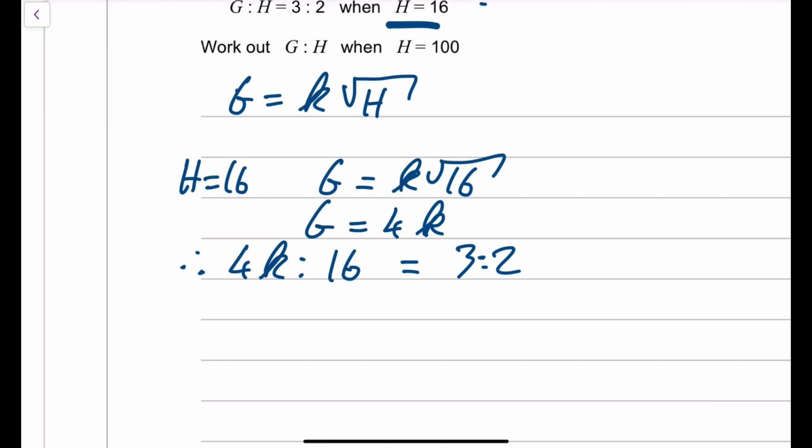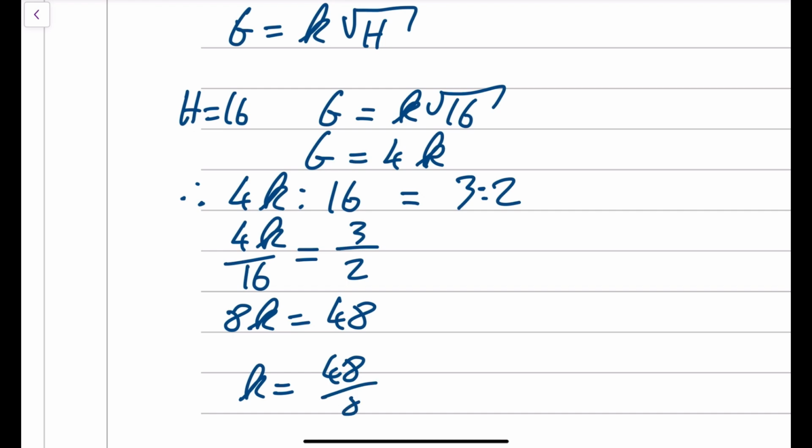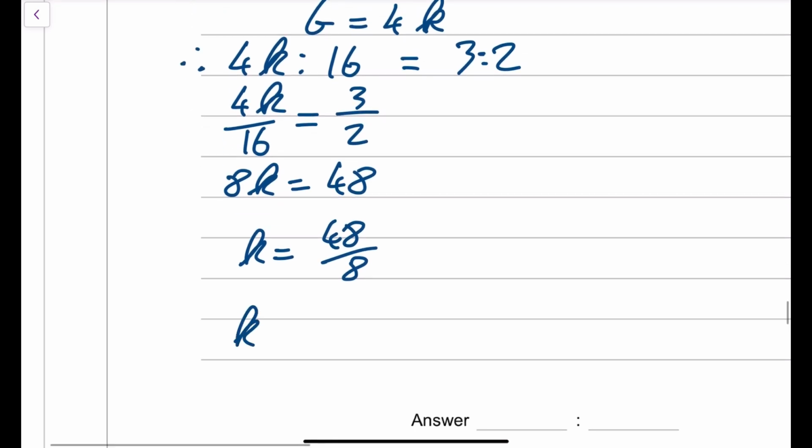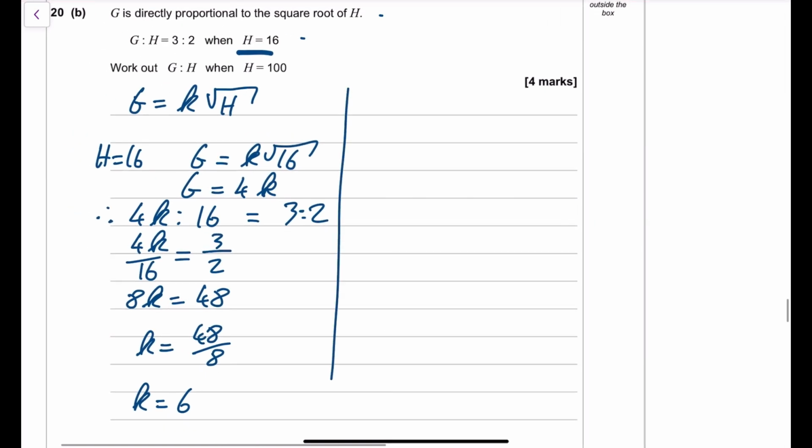Very good. Right, so let's just do that using the fraction method again. 4k over 16 is equal to 3 over 2, and we'll do the old cross multiplying then. So 2 times the 4k gives you 8k, and 3 times 16 gives you 48. k then is equal to 48 over 8, which means k is equal to 6. Once you find a constant in a question like this, you rewrite your equation. So I'm going to rewrite this equation as G is equal to 6 times the square root of h.